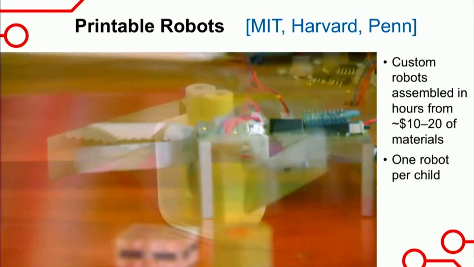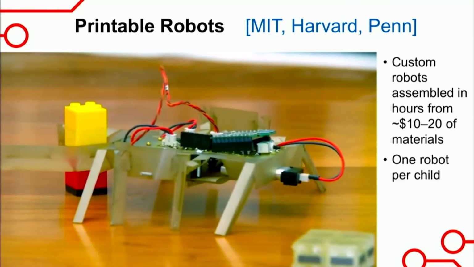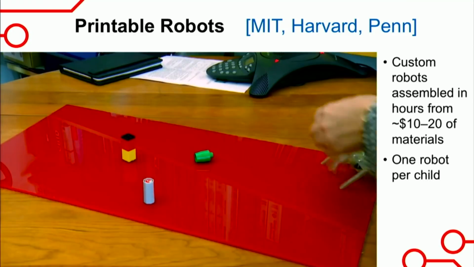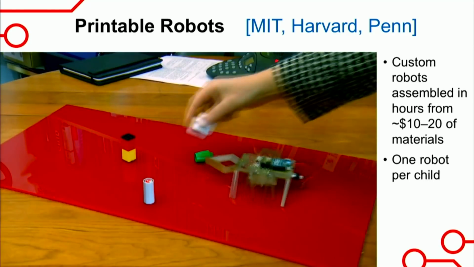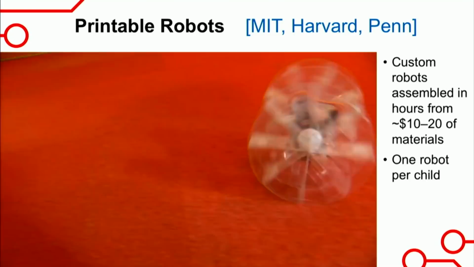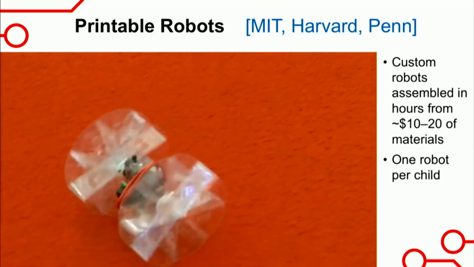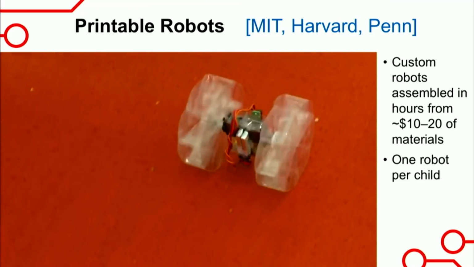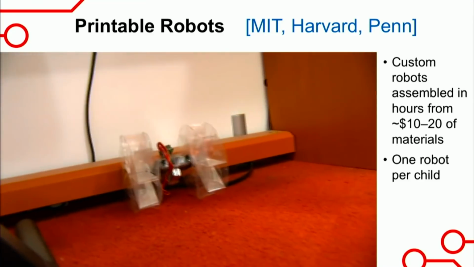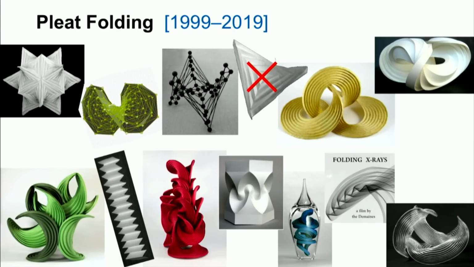There's also lots of practical applications for origami. This is an example led by Daniela Rus, who's here, in a collaboration with Harvard and Penn to make robots out of flat material. And origami provides a way to do that 2D to 3D transformation. And so the result is that with $10 or $20 worth of materials and a laser cutter, you can make a custom robot in just a few hours.